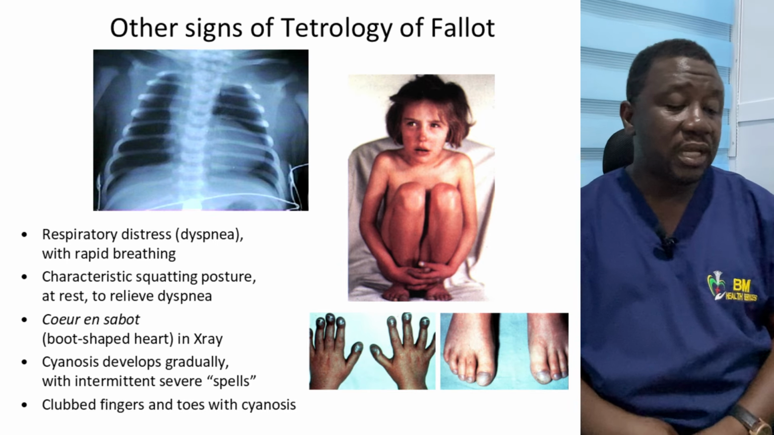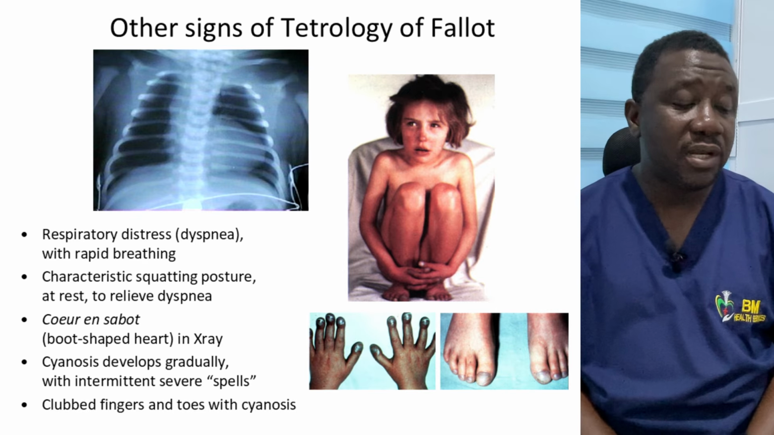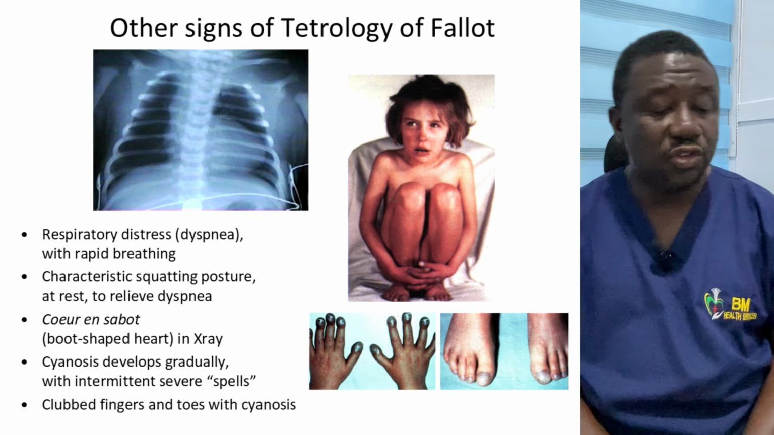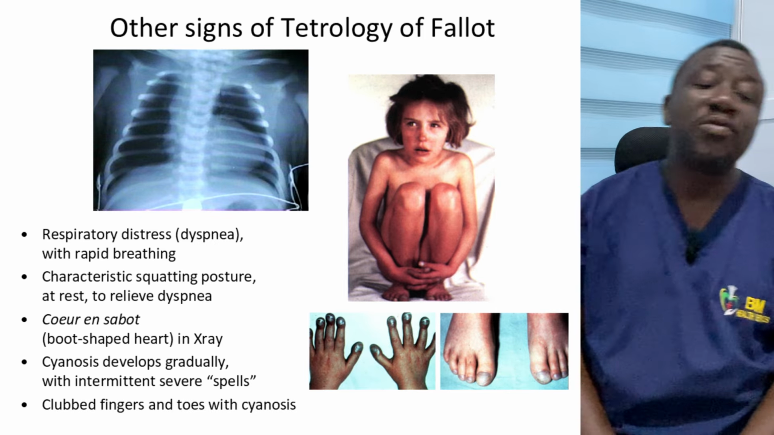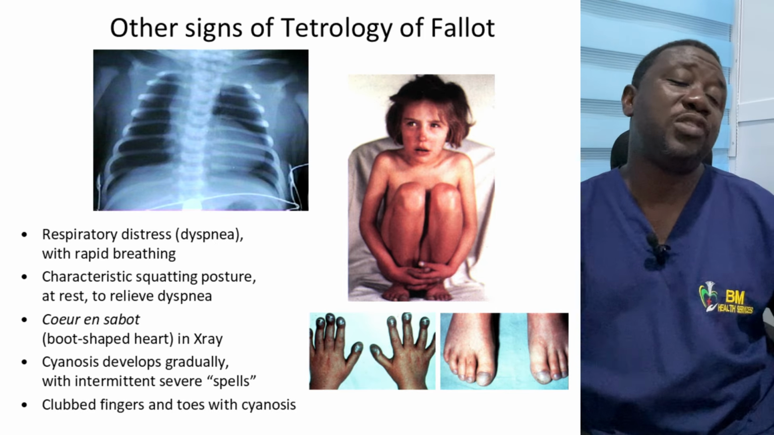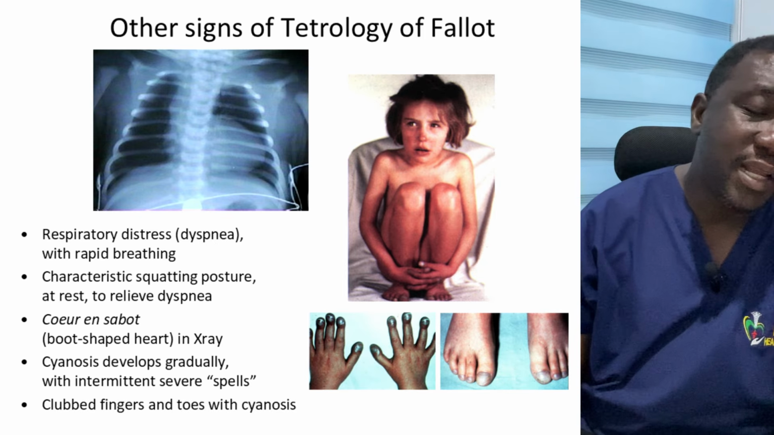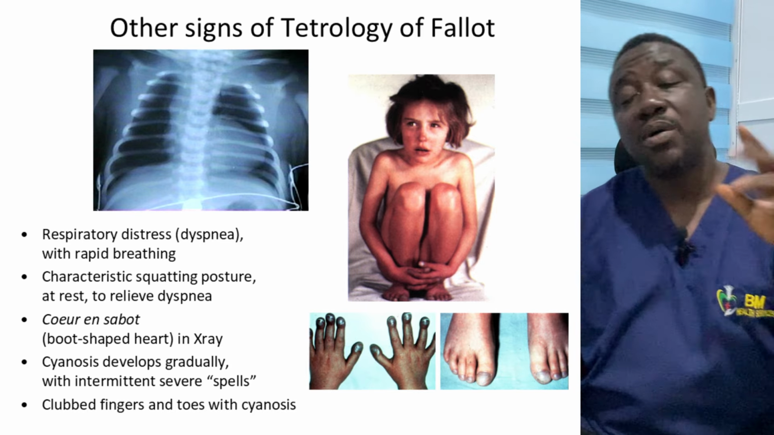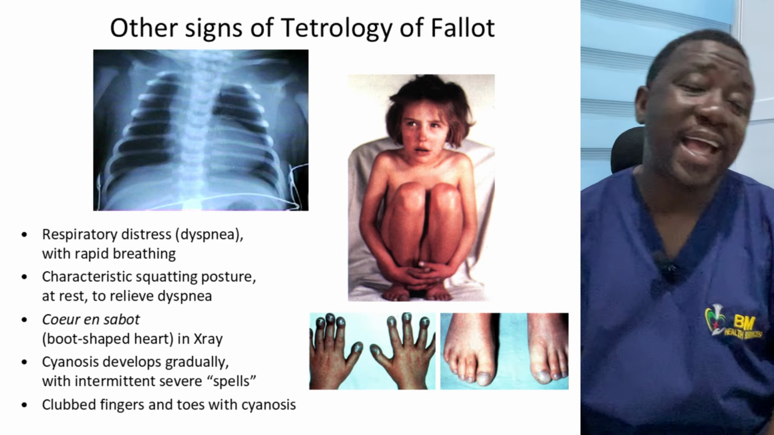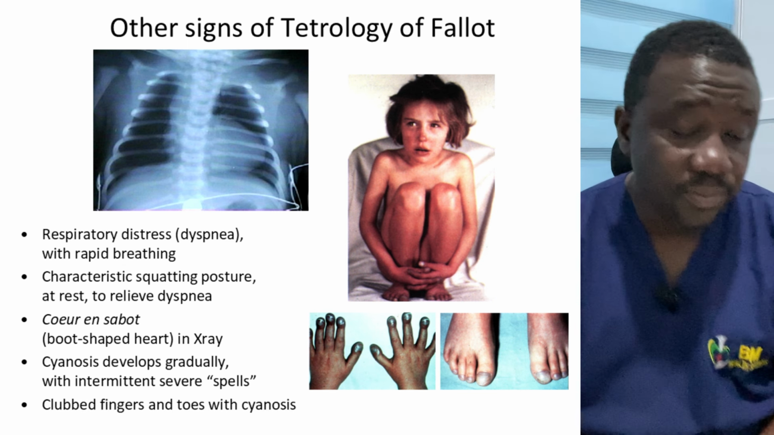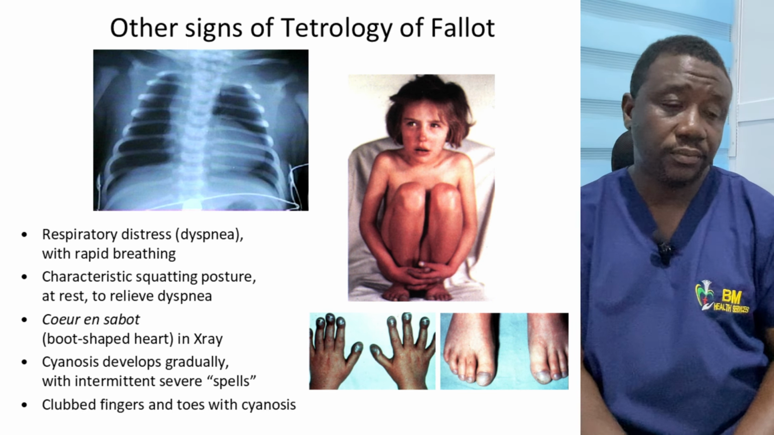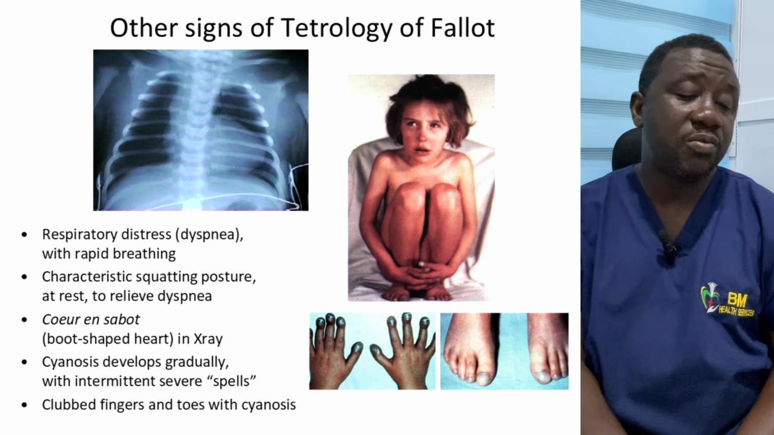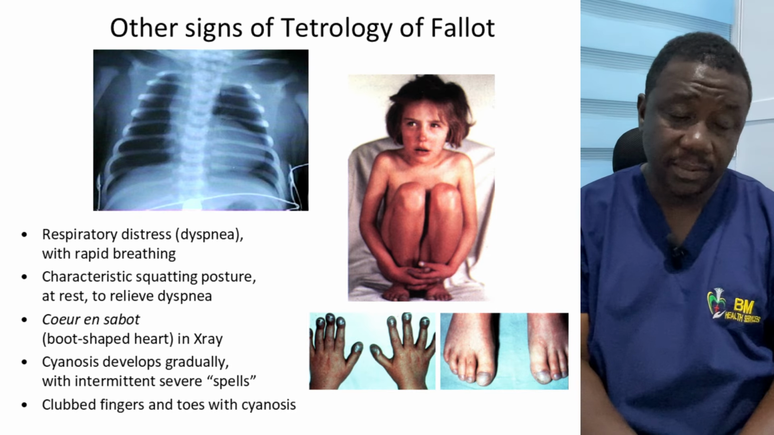And then we have cyanosis developing gradually and intermittently, and clubbing of the fingers and toes. Cyanosis is when you lack oxygen and you turn blue. The blue nature is known as cyanosis. So when a baby turns blue, one of the reasons we have to look at is the heart, Fallot's tetralogy. So basically, that is where I'll end the lecture today.